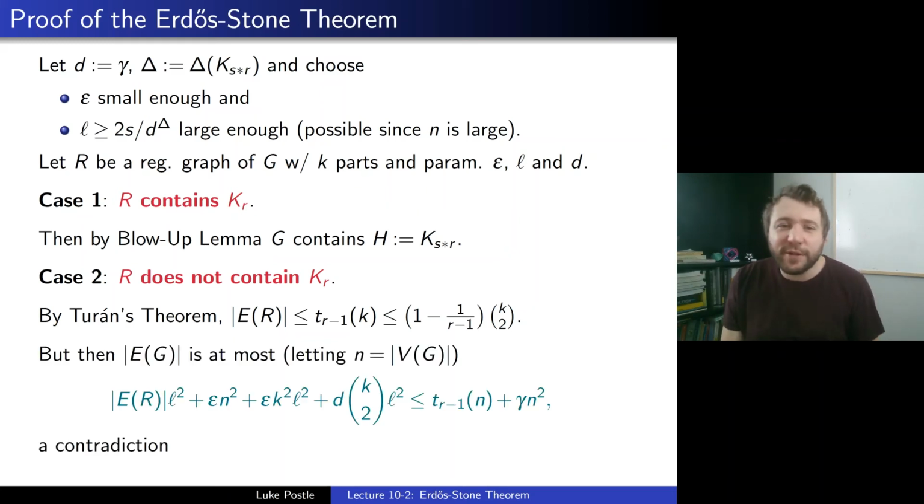And then at that point, you can just argue that e(G) is too small, a contradiction, because what's the assumption? The Erdős–Stone theorem assumes that you're at least t_{r-1}(n) plus some gamma n squared. But here, e(G) would be at most, well, you have the edges in the regularity graph. Those ones have density at least d, but really they could just have density 1. So they'd have e(R) times L squared. And then you have these other terms, but the claim is if you have these other terms, then it's still going to be strictly smaller than the number of edges we're supposed to have, and that's a contradiction. So what are these other terms?